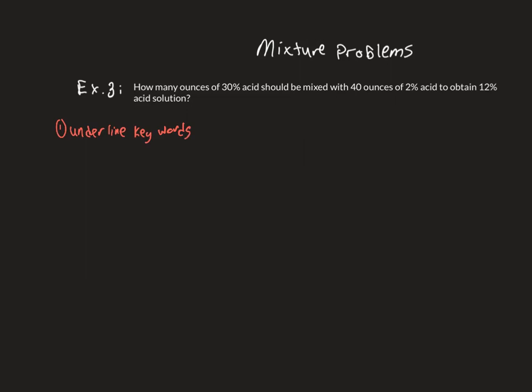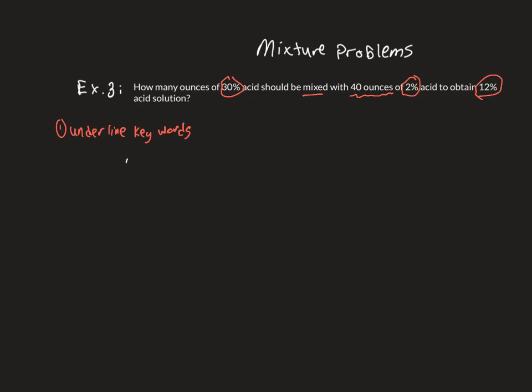So let's do that. So how many ounces of 30% acid should be mixed with 40 ounces, that's very important, of 2% acid to obtain 12% solution? So what does this mean? Let's draw this out actually a little bit, and let's see what this actually means here.